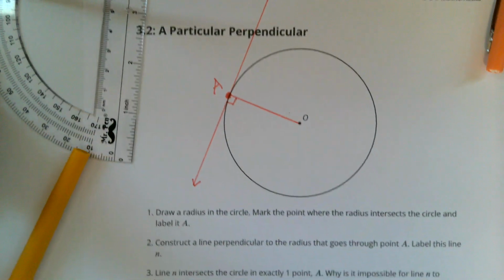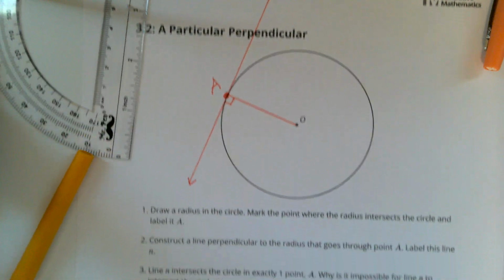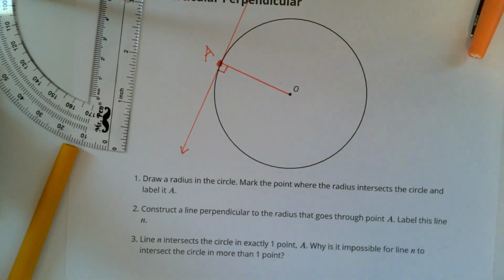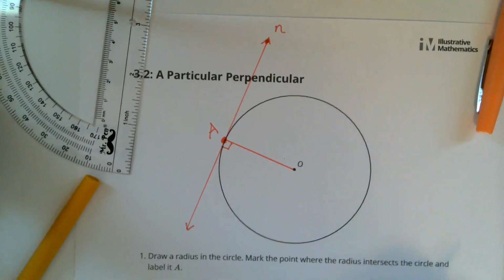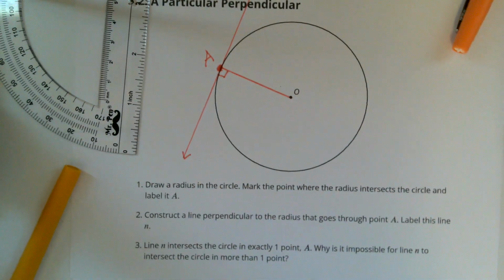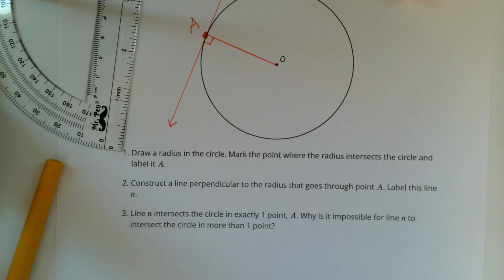Have my perpendicular line there. Okay, and that is supposed to be called N. Put a little N there. Okay. Line N intersects with the circle at exactly one point. Why is it impossible for line N to intersect the circle in more than one point?